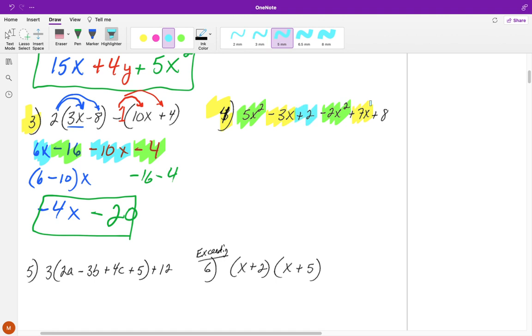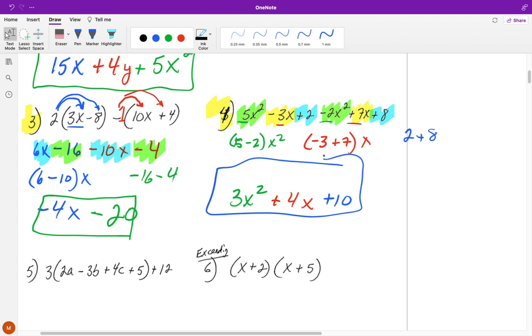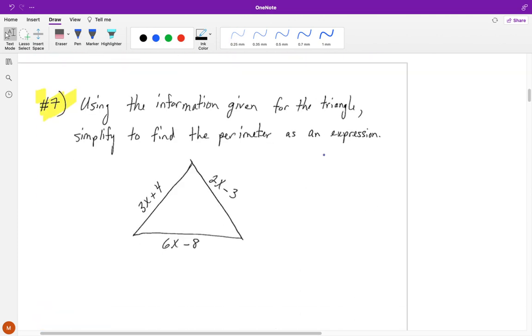And then our last one, we have a constant and a constant. So now when we go to do this, we have a positive 5 and a minus 2. So it's 5 minus 2x squared, which is then going to give me 3x squared. Then we have a negative 3 and a positive 7, so minus 3 plus 7x's, which is then plus 4x. And then we have our final of 2 plus 8, which is then 10. So it is plus 10. All right, let's go ahead and move on to here.